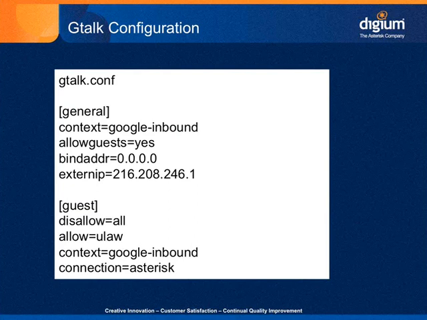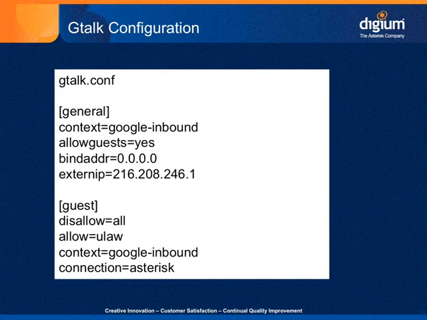Note, we only support IPv4 addressing for Google Talk, not IPv6 addresses like Asterisk does for SIP. So you can't bind to an IPv6 address. Then we optionally define our external IP address if we're behind NAT. It's okay to define this even if we're not behind NAT, so long as it's our public-facing IPv4 address. All right, let's move on to the guest context.